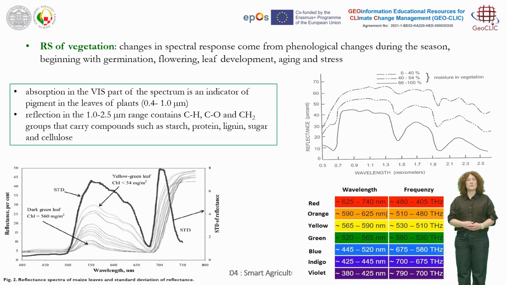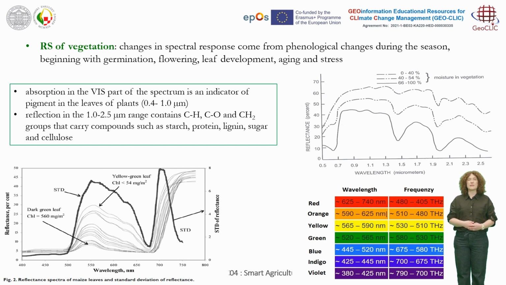Changes in spectral response in vegetation come from phenological changes during the season, beginning with germination, flowering, leaf development, aging, and stress. On the crops, absorption in the visible part of the spectrum is an indicator of the pigment in the leaves, from 0.4 to 1 micrometer, and the reflection in the visible and near-infrared spectra from 1 to 2.5 micrometers range contains different chemical groups that carry compounds such as starch, protein, lignin, sugar, and cellulose.